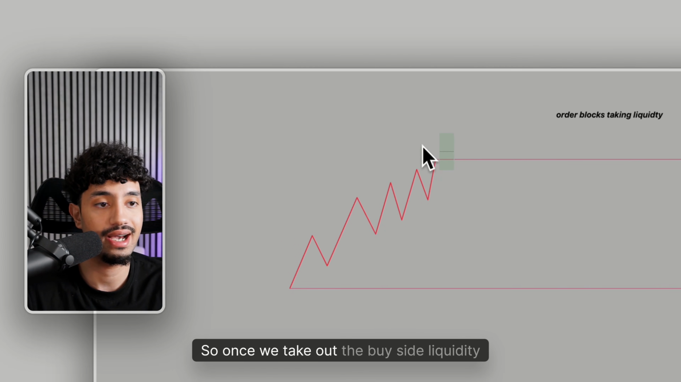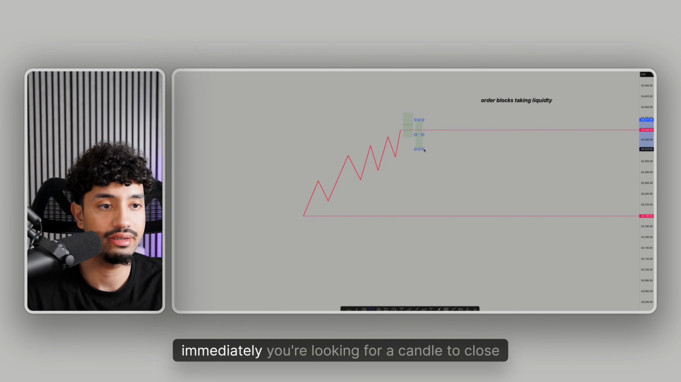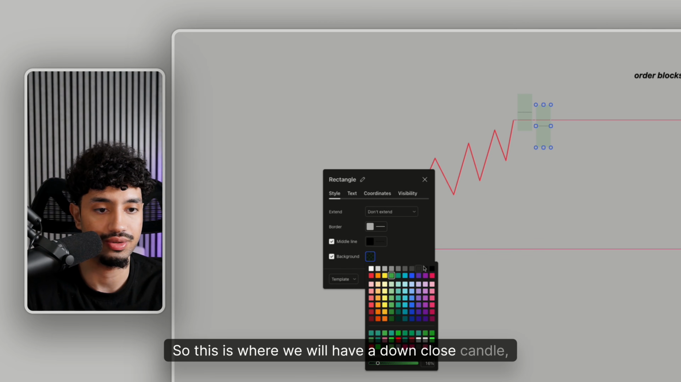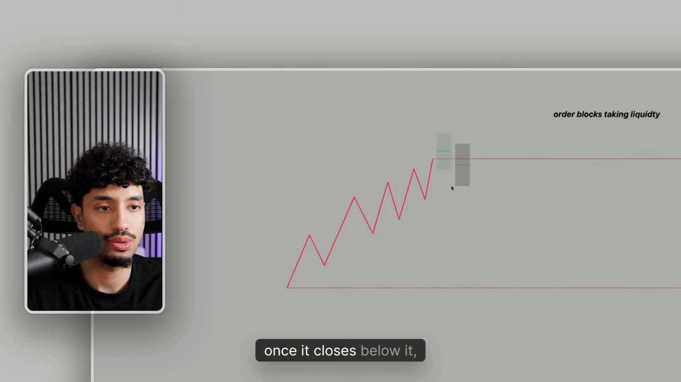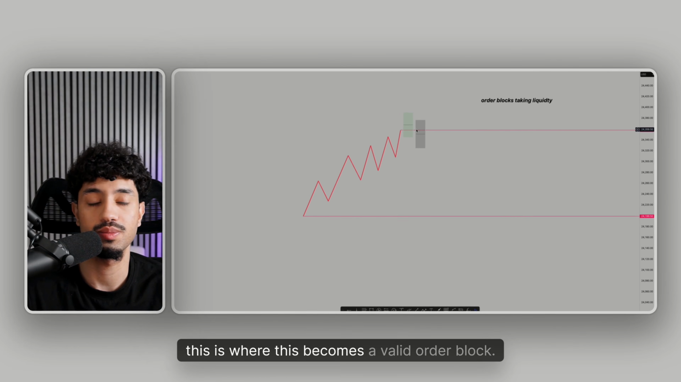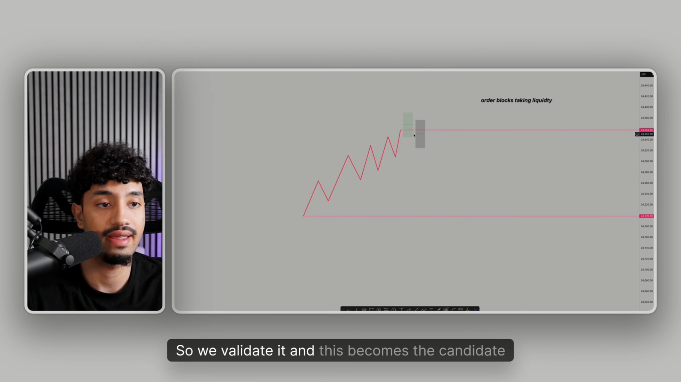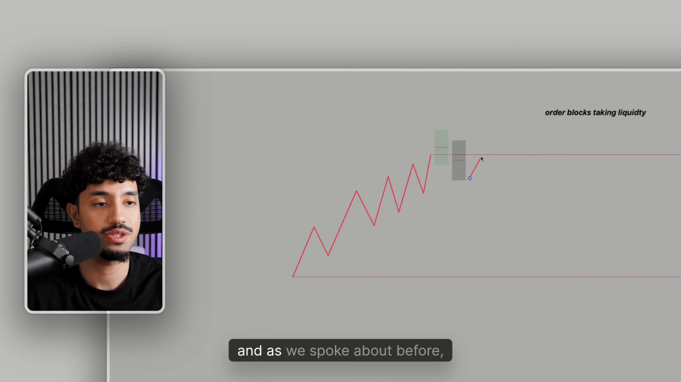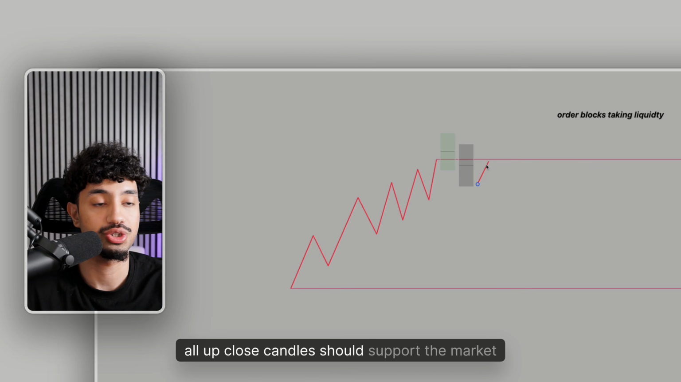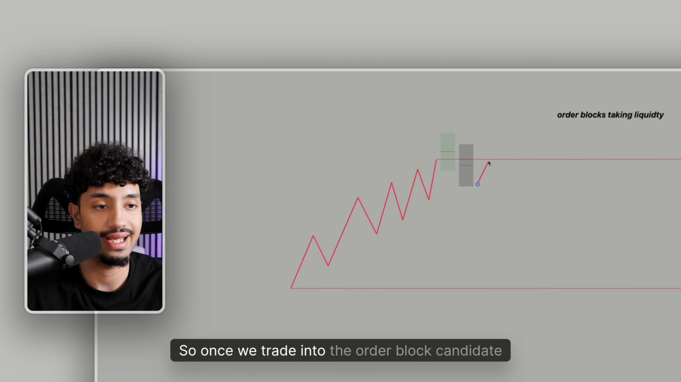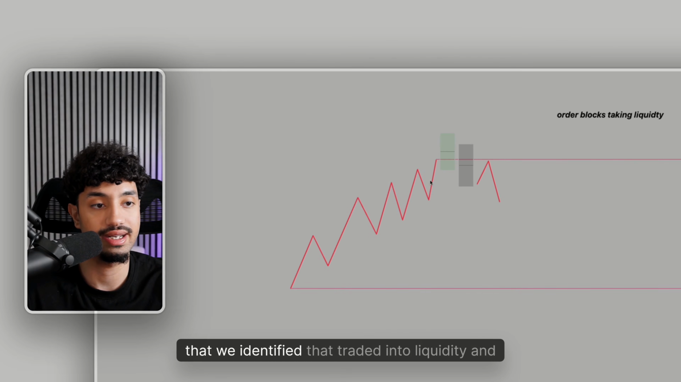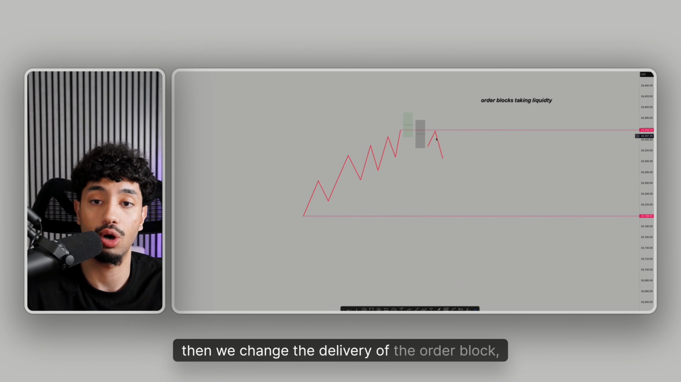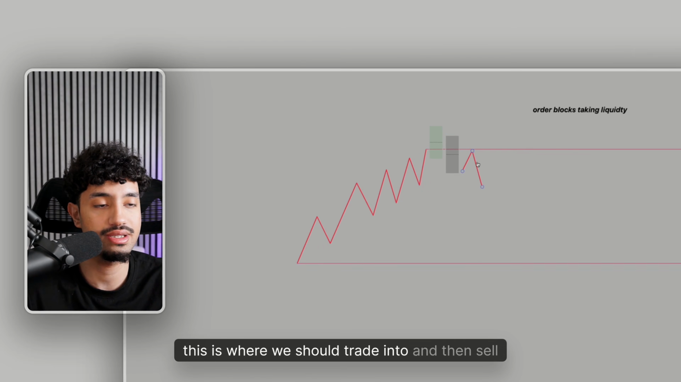So once we take out the buy side liquidity, immediately you're looking for a candle to close below it. So this is where we will have a down close candle, for example. Once it closes below it, this is where this becomes a valid order block. So we validate it, and this becomes the candidate that price should trade into and support the market lower. And as we spoke about before, all up close candles should support the market lower. So once we trade into the order block candidate that we identified that traded into liquidity, and then we change the delivery of the order block, this is where we should trade into and then sell off.